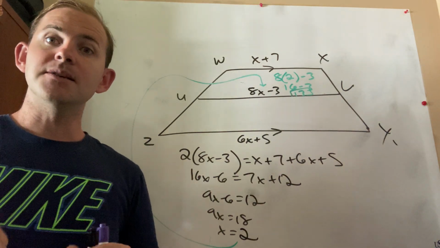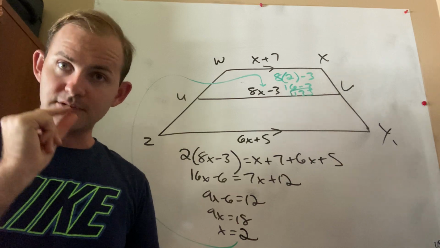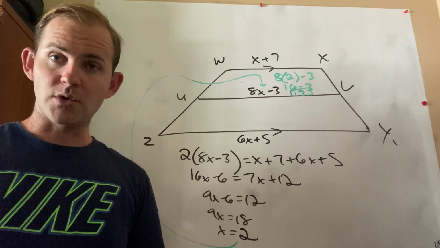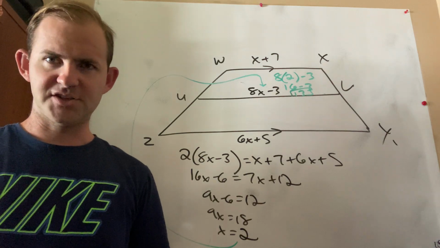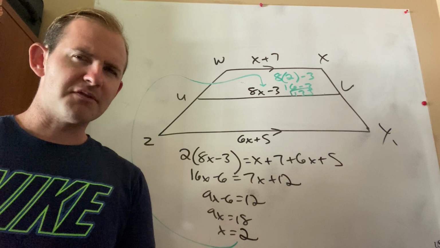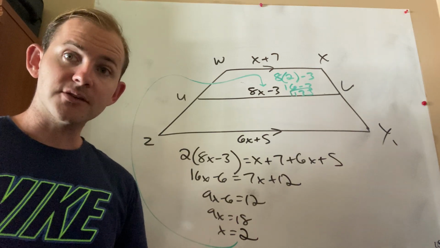So the answer to this particular problem would be 13. Again, guys, my best piece of advice here is to use the formula 2 times the mid-segment equals base 1 plus base 2. And the reason for that is for those of you who are not so good with fractions, it's going to make the algebra behind these problems much easier to solve.